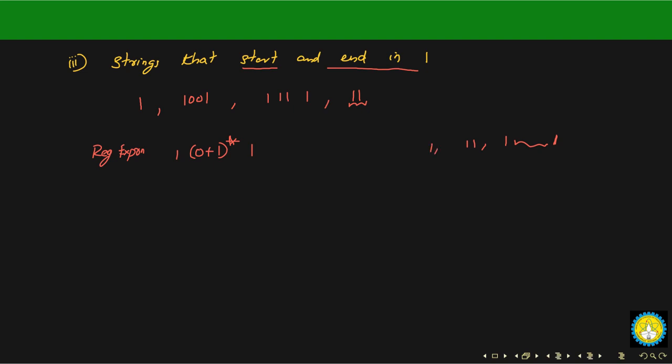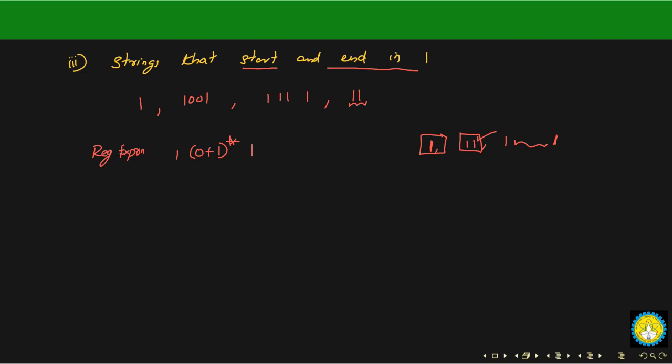What about just a 1? Okay, so let's see whether this regular expression is able to represent the string 1, just 1. It is not able to, because the minimum string it can represent is 1 1. Okay, so 1 1 is the minimum string which can be represented by this regular expression. So what can we do about it?